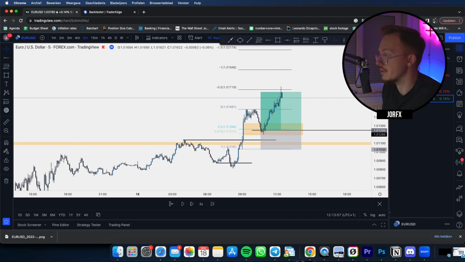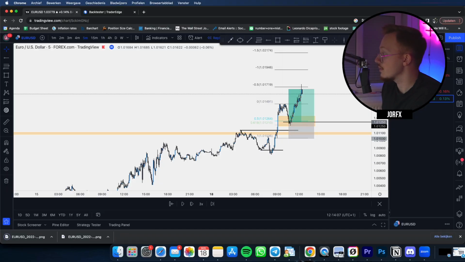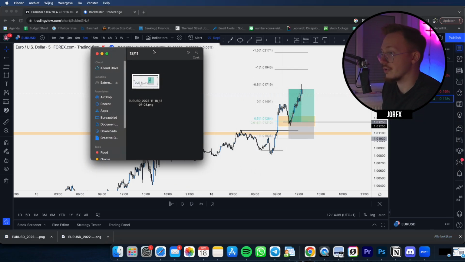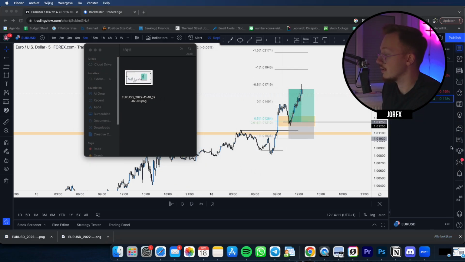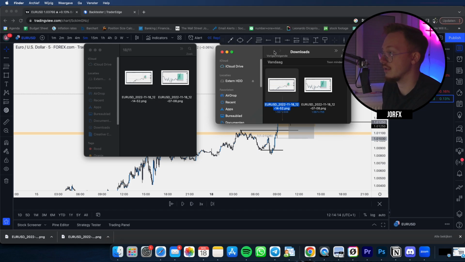So try to zoom out a bit, give it a bit more perspective, give it a bit more of a story that you can analyze afterwards. So you save your chart image. Again, you go to your map of today, your downloads, you put this one in, bam.